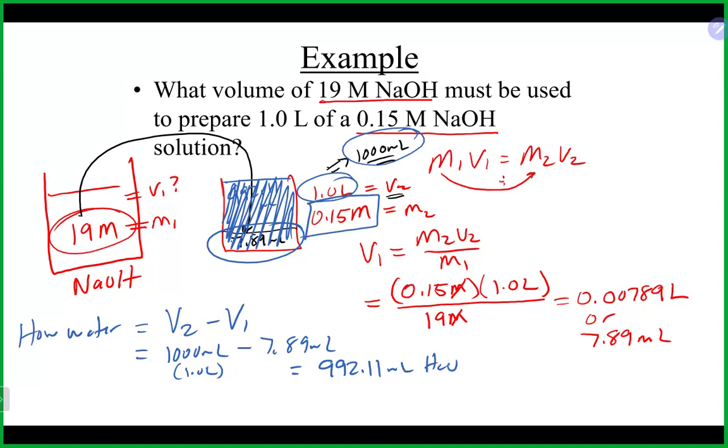So typically, if you solve for V1, that is how much of the stronger, more concentrated solution you're going to put in there. But very commonly in these types of problems, they are interested in and ask about how much water or something you need to add to it. And that is usually V2 minus V1, which will tell you how much water you need to add.